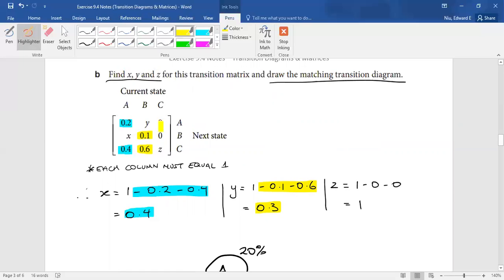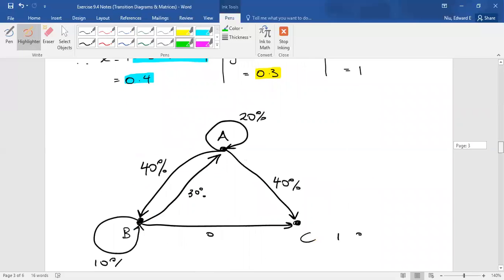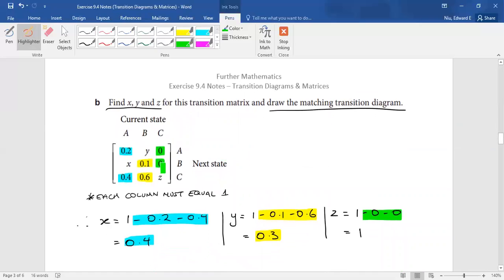And then lastly, we've got Z here where there's 2 zeros. So what's 1 take away 0 and then take away another 0? Well, if you guessed it, or you're just a straight out genius, that leaves us with 1. So that's sort of how we go about problem solving and figuring out these mystery values.